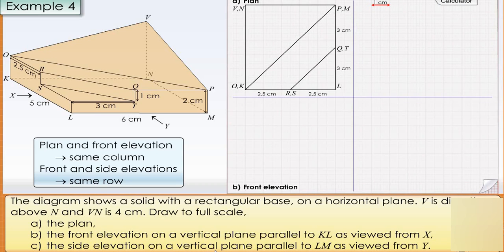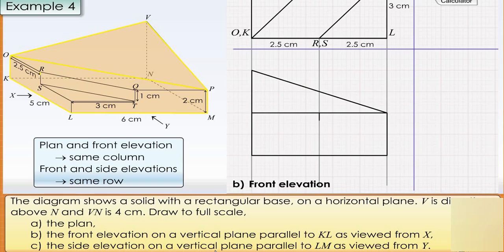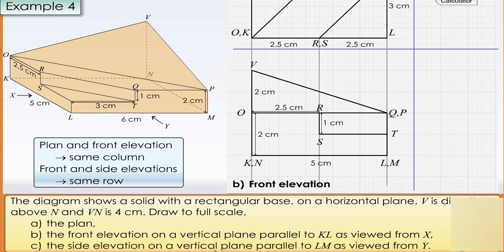Next, we draw lightly projection lines from each corner of the plan to the front elevation part of our paper. Use these projection lines as guides to draw the front elevation. Complete it by including the labels and the measurements.